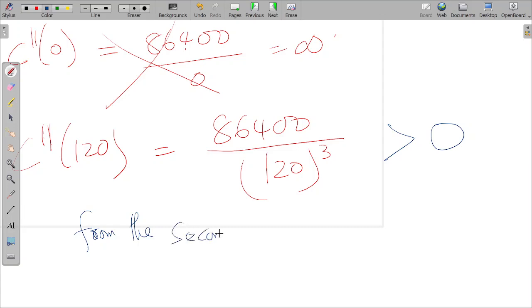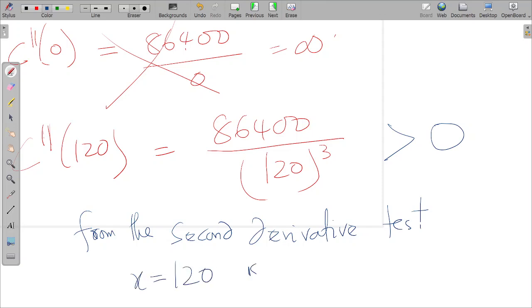second derivative test, x equals 120 is a relative minimum. Okay, so that's what we want to get. We want to get that this is a relative minimum. So the point x equals 120 gives a relative minimum.